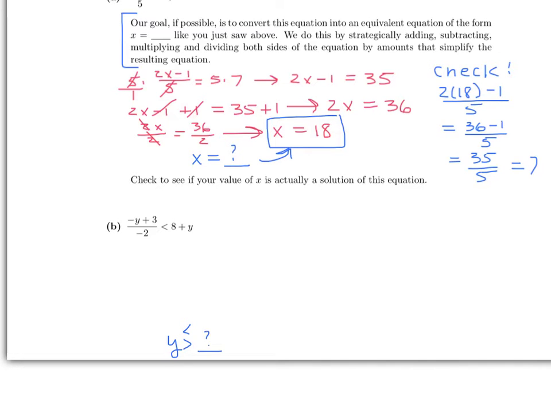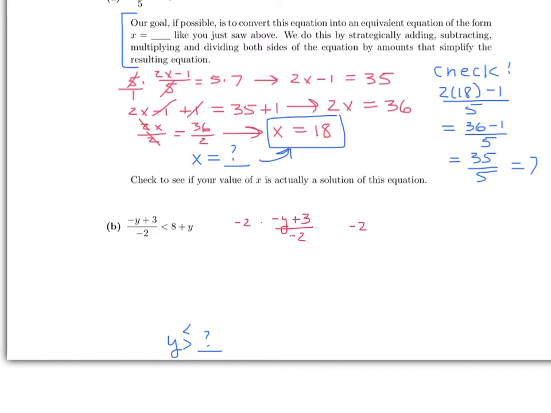So let's see what we can do to make this inequality a bit simpler. Well, one of the things that makes this inequality look complicated is this division by -2. What could we do to both sides of this inequality to undo the division by -2? Well, multiplying both sides by -2 should work. So we begin by multiplying both sides of this inequality by a -2.